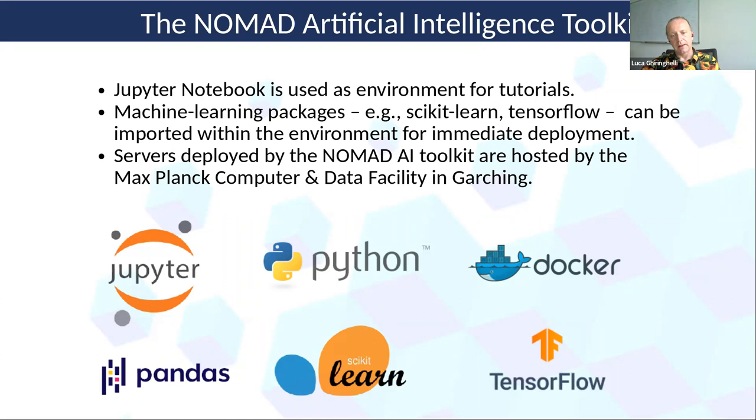So, we have several machine learning packages that are supported in the artificial intelligence toolkit. For example, the famous scikit-learn or TensorFlow, and they are already mounted in the Docker image, so you don't have to do essentially anything to use them. You just import them in your workspace. If you work online, the servers are currently hosted at the Max Planck Computing and Data Facility in Garching.